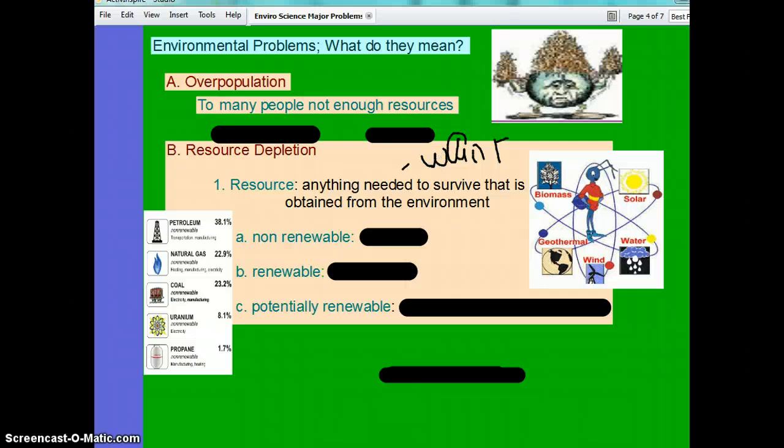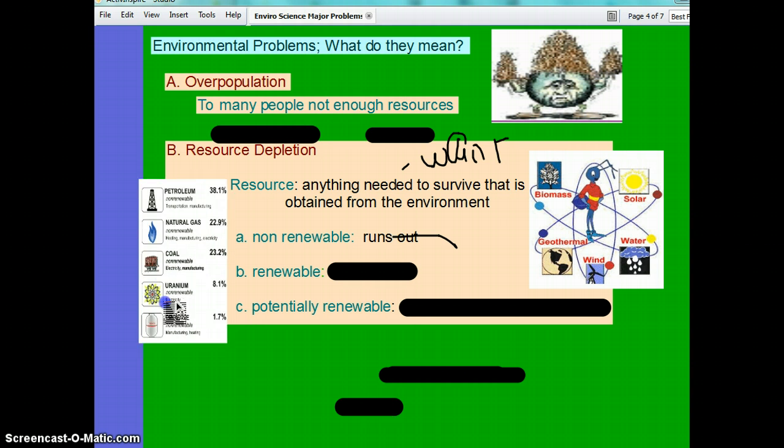There are three types of resources: non-renewable, renewable, and potentially renewable. Anybody know examples of non-renewable? I just said it. Oil. Oil is a fossil fuel. All fossil fuels are non-renewable. They will run out. So petroleum, natural gas, coal, uranium, propane, those are all non-renewable.